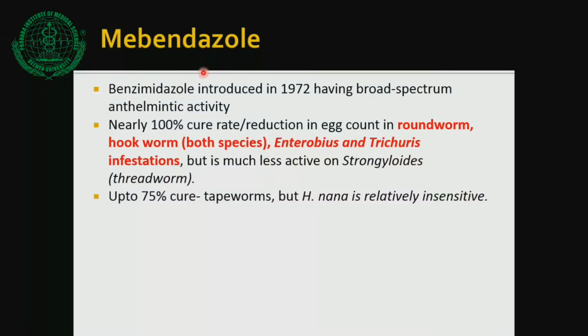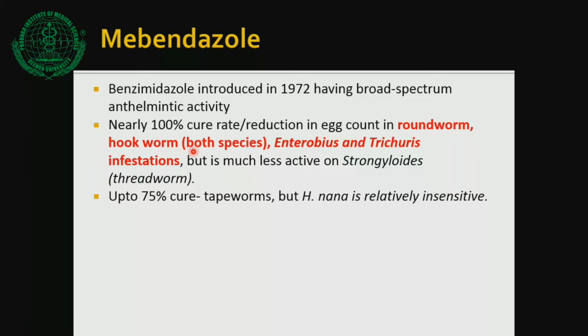First is mebendazole. It is from the benzimidazole group, which was introduced in 1972. Mebendazole provides a nearly 100% cure rate in roundworm, that is Ascaris, hookworm, both species, meaning Ancylostoma duodenale and Necator americanus, Enterobius vermicularis, that is the pinworm, and Trichuris infestation.